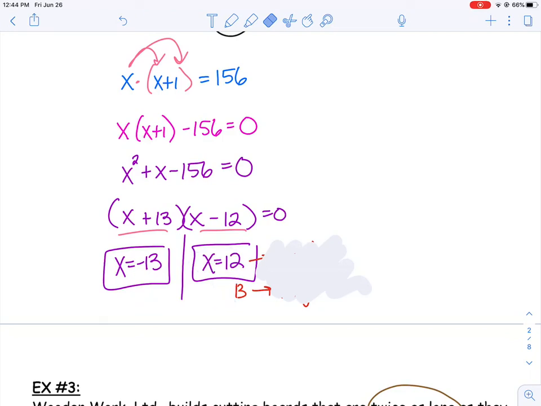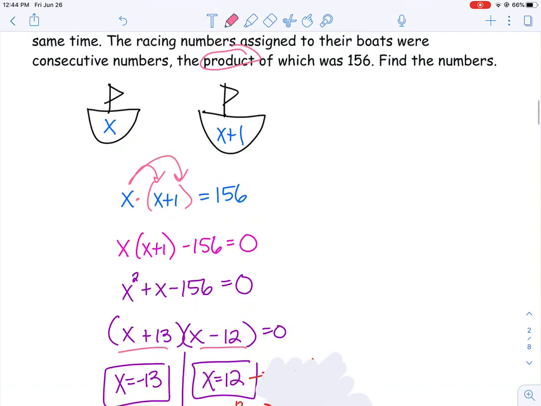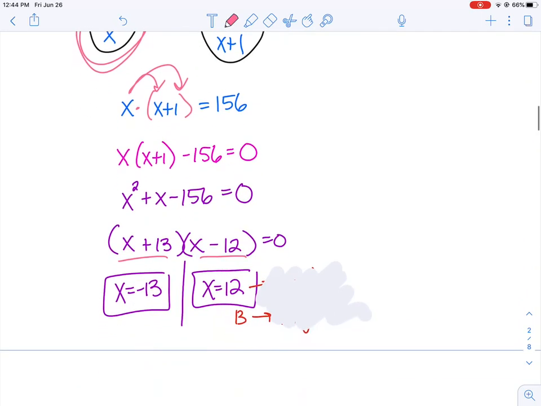Okay, so now that we have answers, let's figure out what those answers really mean in the scenario. So remember that x really represented the number of each boat. And when we go down and look at our answers, it probably doesn't make sense for the boat numbers to be labeled as negative numbers, right? So negative 13 probably doesn't make sense in context to this problem. But 12 could make sense.